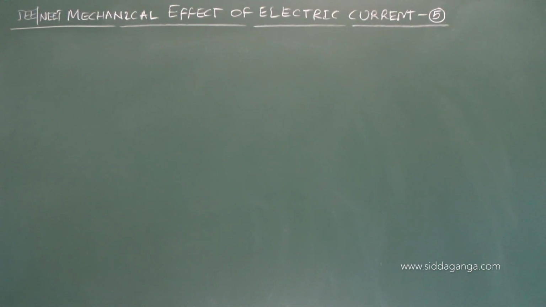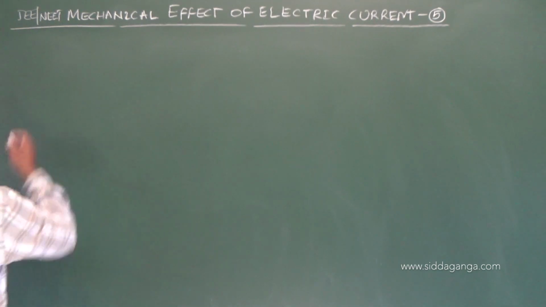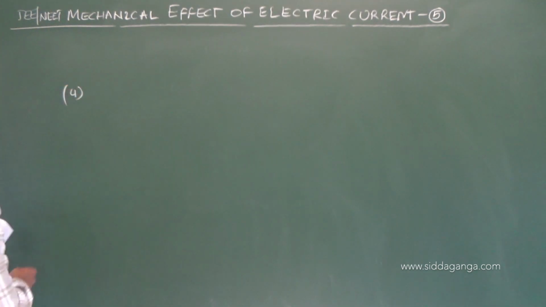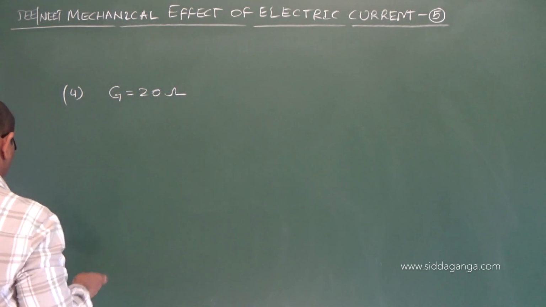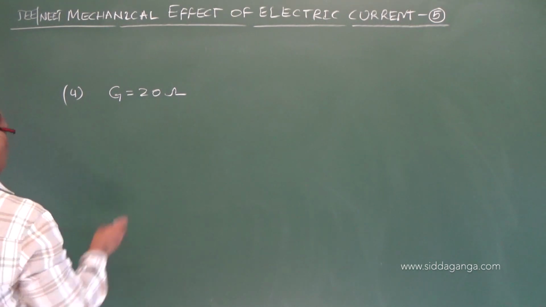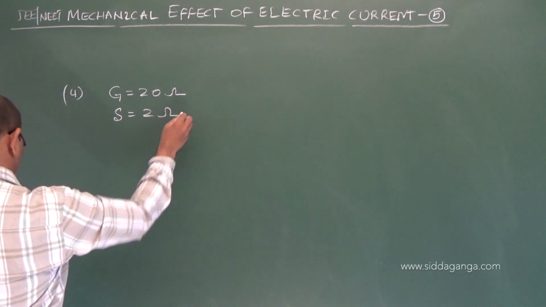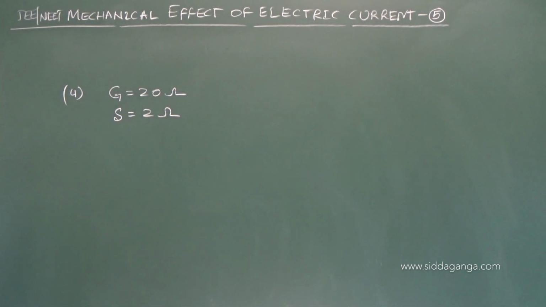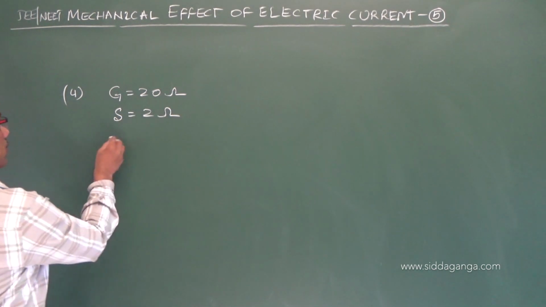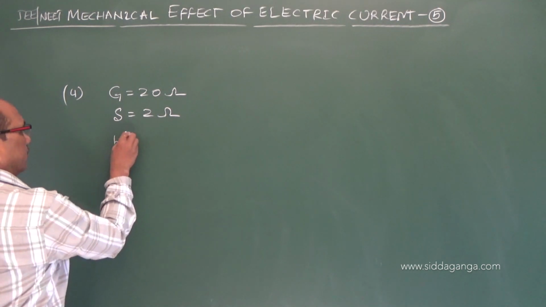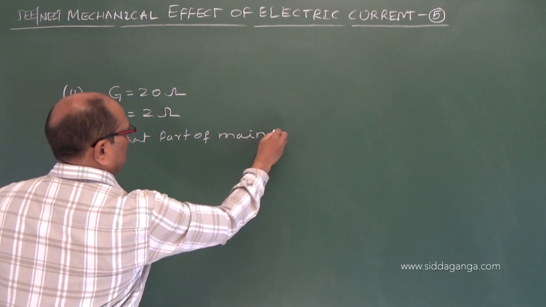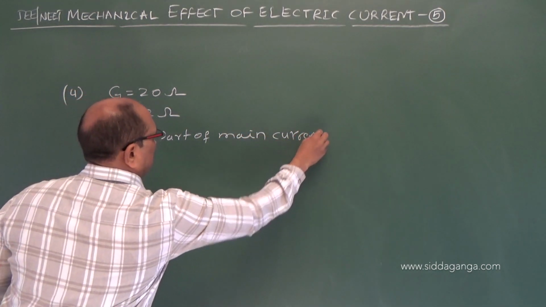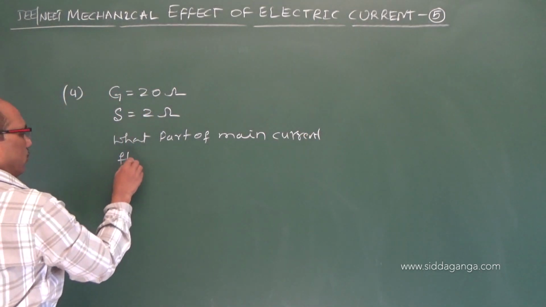Coming to the next question. You are given a galvanometer having resistance 20 ohm, shunted by resistance S equal to 2 ohm. What part of the main current flows through the galvanometer?